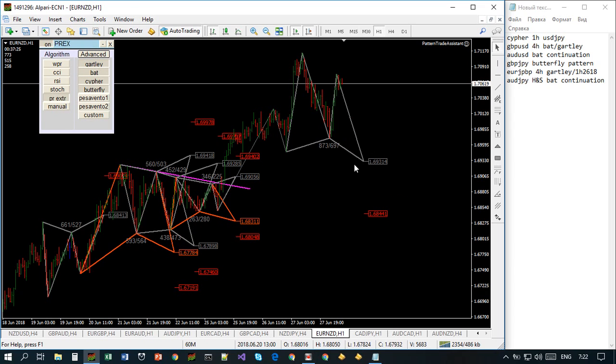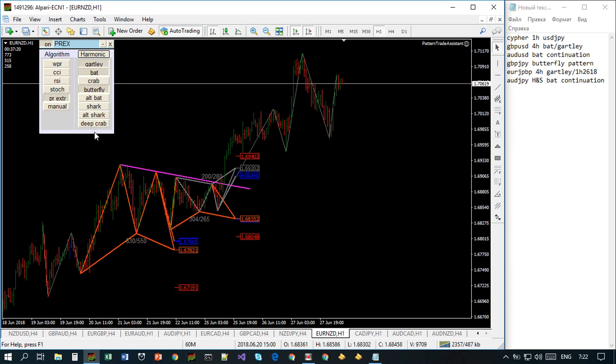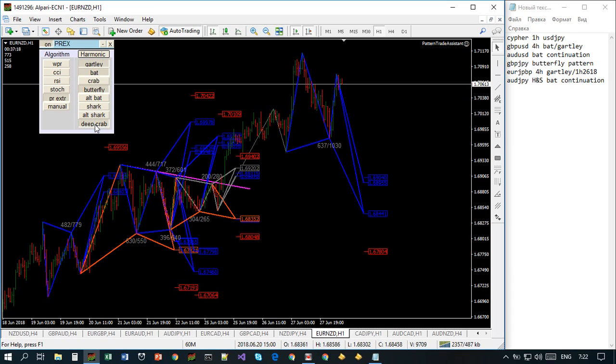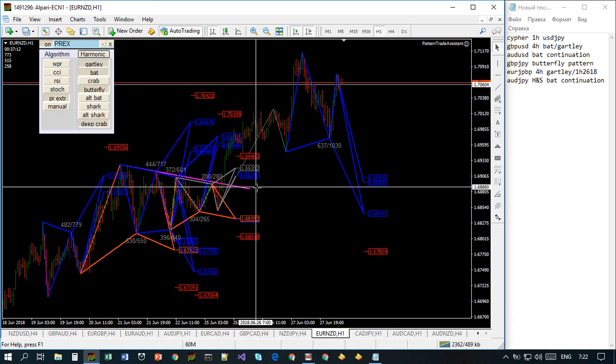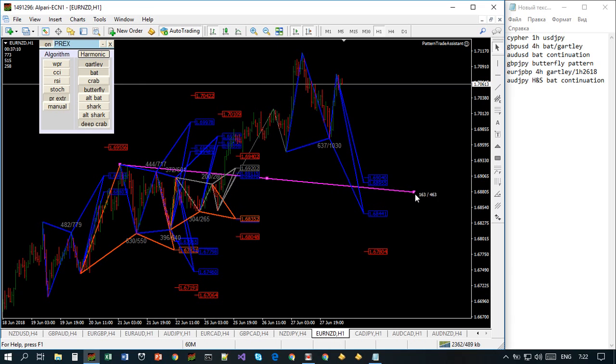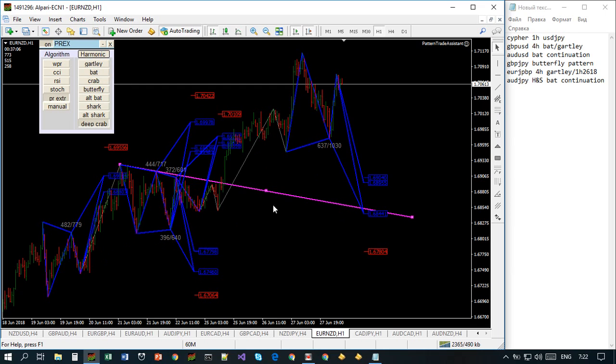Not only that, in harmonic approach, it may be a deep crab pattern. Yes, it is a deep crab setting up to retest this. Let me isolate this. You see we had this kind of consolidation, a deep crab pattern retesting this. Well, but for now it is very far from completion. If it ever goes there, and then it may be this.